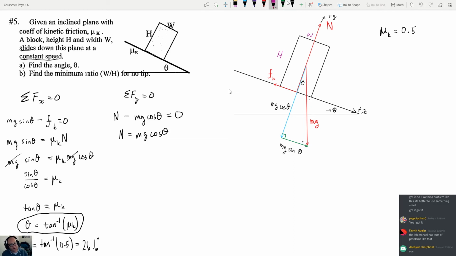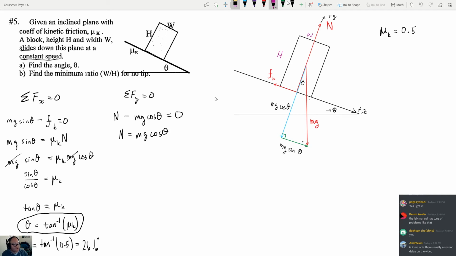What would be happening if this object was sliding down the ramp and it was just on the verge of tipping? What would we need to change about our free body diagram to indicate that the system is about to tip, basically? What would it be doing? What would happen with these forces here?